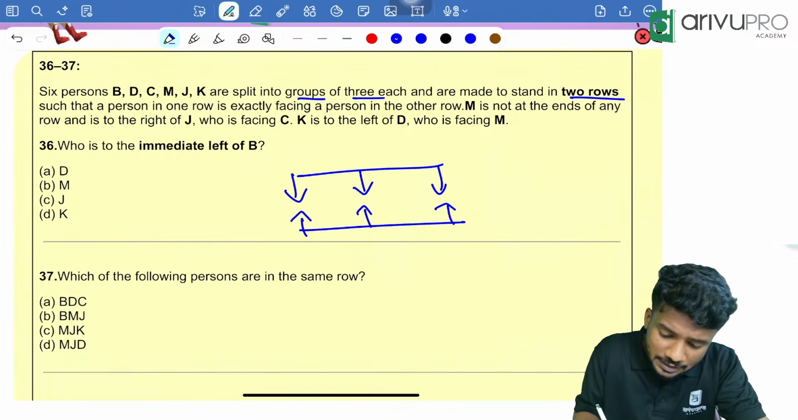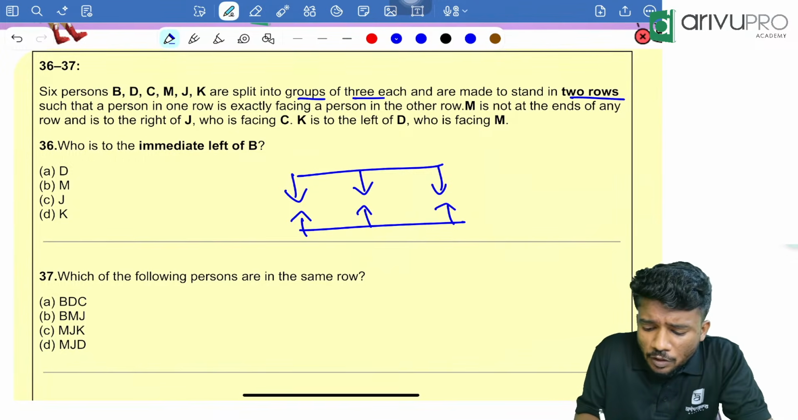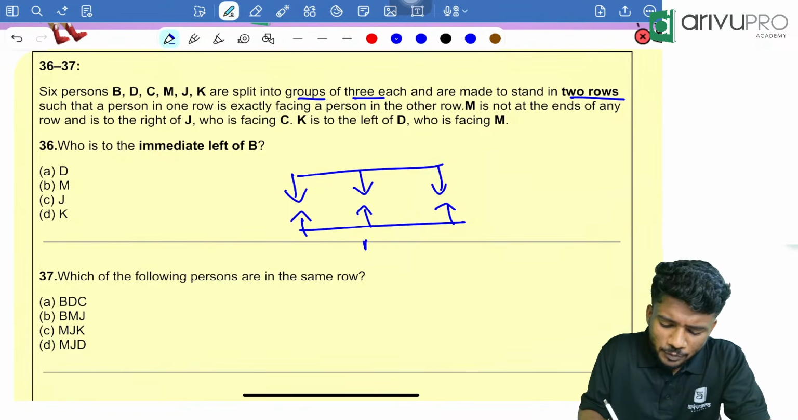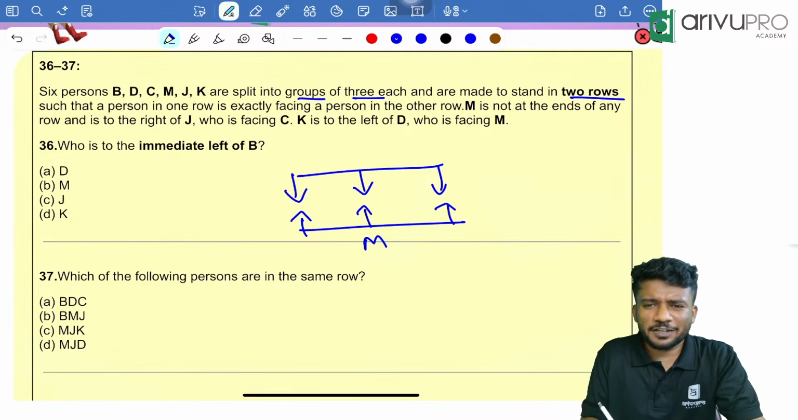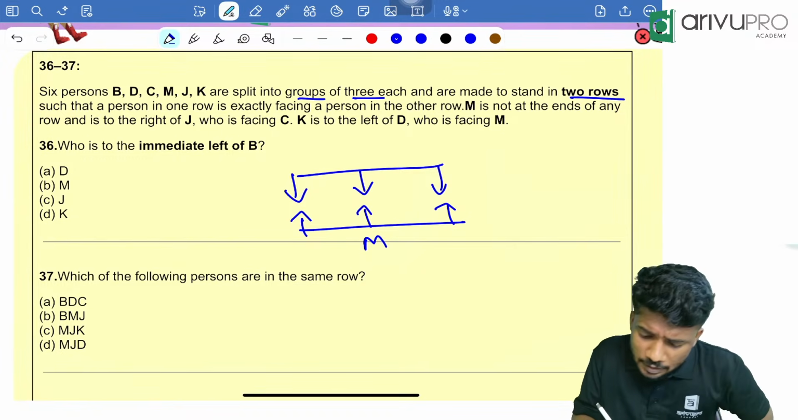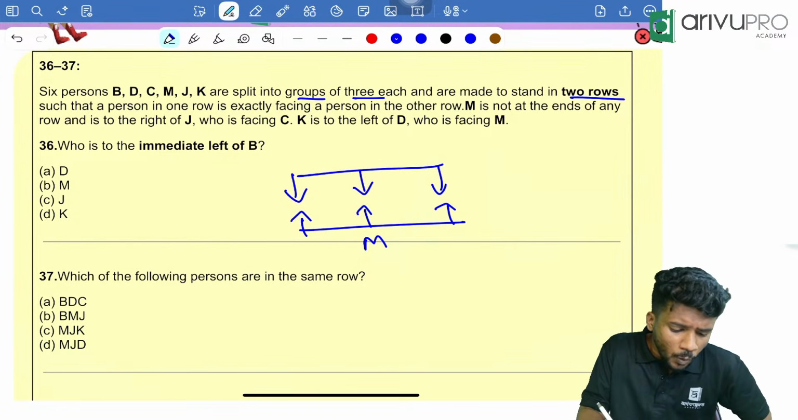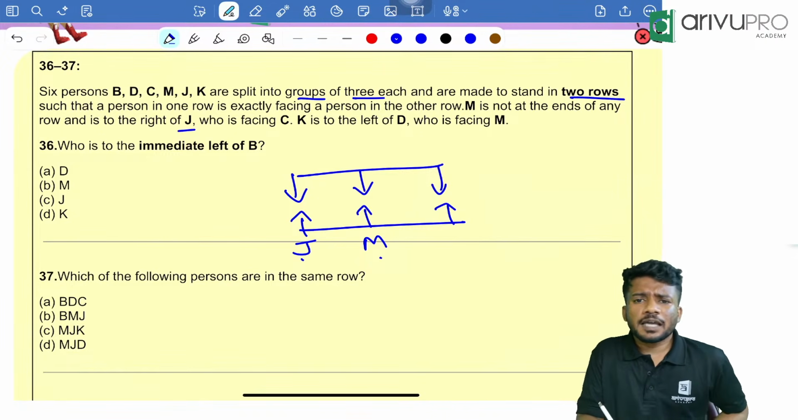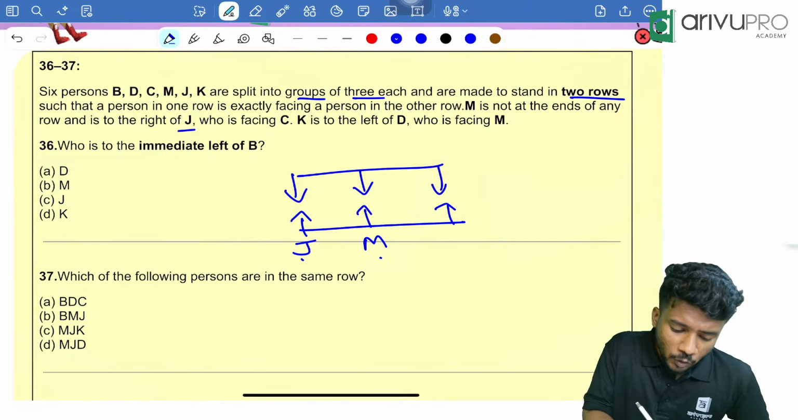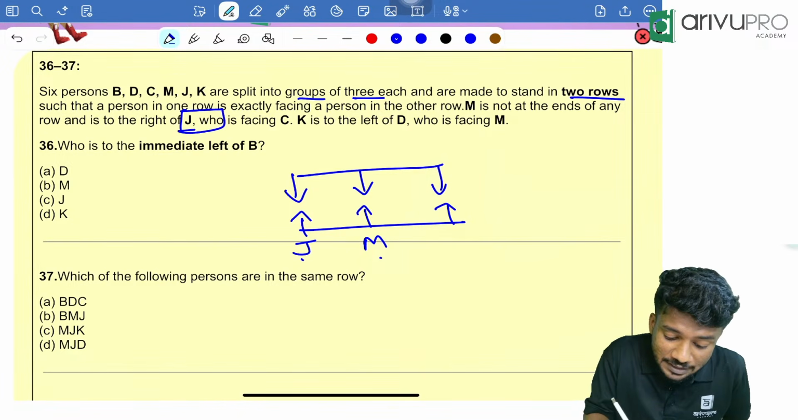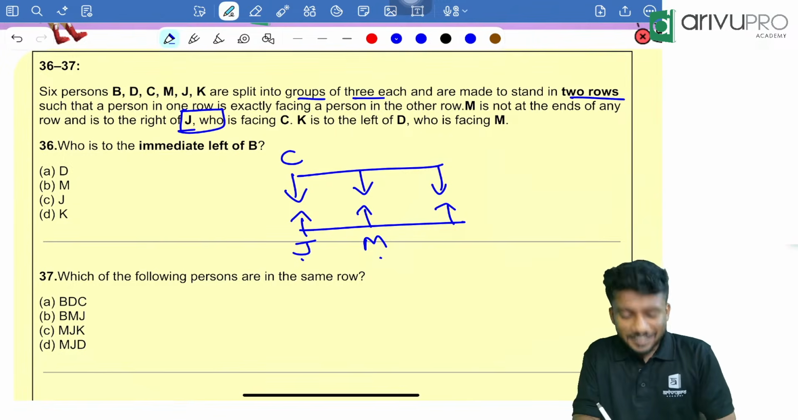Direct question. Then M is not at the end of any row. M is not at the end means what? M should be in the middle of one of the rows. I am assuming that M is over here. Then what is given? M is not at the end of any row and is to the right of J. That means if J is here, M is to the right of J. J, who is facing C. That means J is facing C.